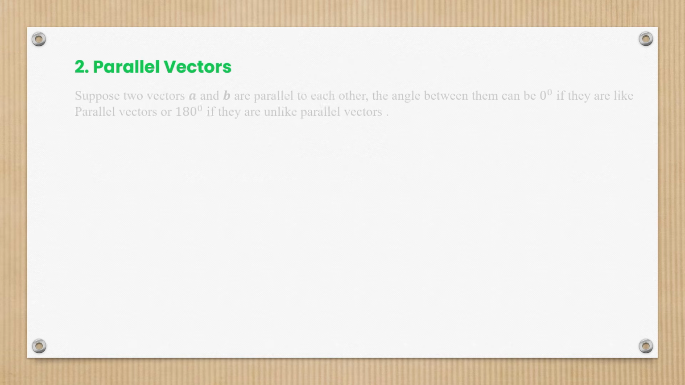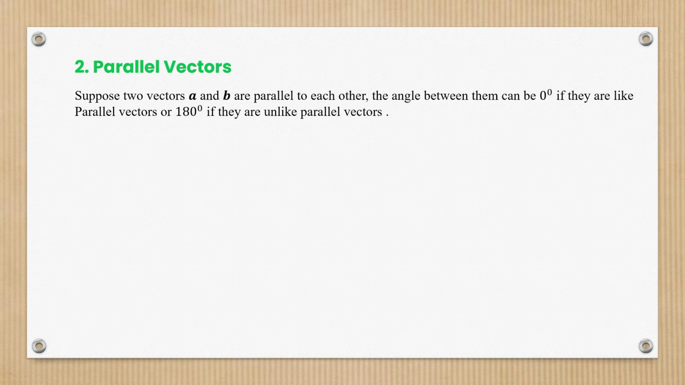Let's look at parallel vectors. Now suppose two vectors A and B are parallel to each other. It means that the angle between them can be 0 degrees if they are like parallel vectors, or 180 degrees if they are unlike parallel vectors. So there are two ways of expressing parallel vectors. We can have those that are like and those that are unlike.